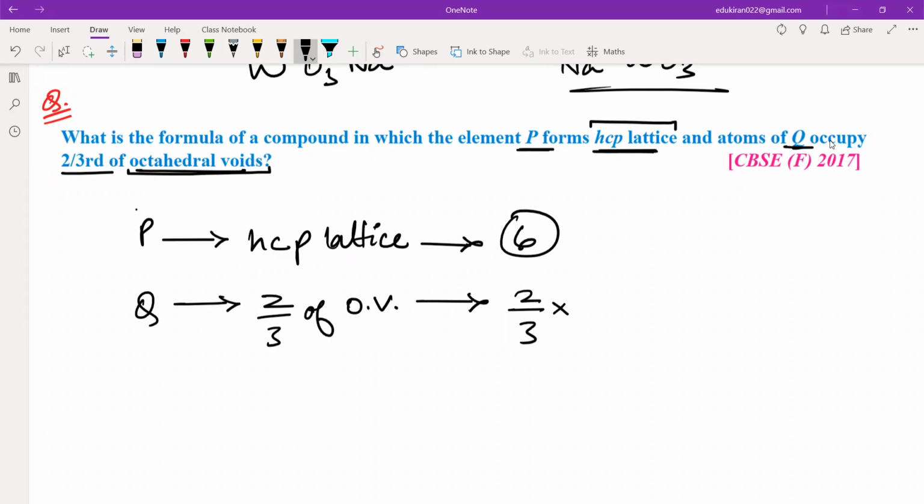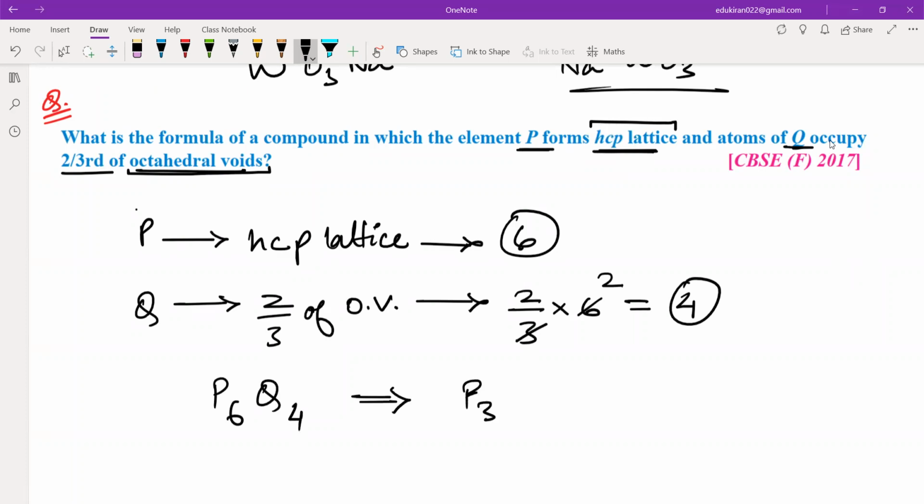How many octahedral voids are there in HCP? 6. So this will be equal to how much? 4. So this is the number that you want to focus on. You will write P6 and Q4. But you can see that we can further simplify this, and we can write this P3 and Q2. Understood? Yes or no? Yes.